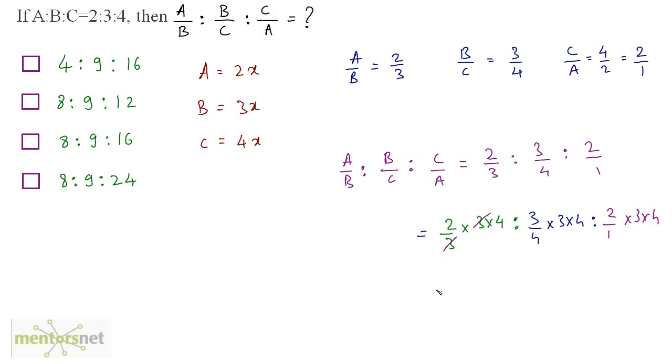So this 3 and this 3 get cancelled out. What we have is 2 times 4, 8. Again this 4 and this 4 get cancelled out. What we have is 3 times 3 is 9, and 2 times 3 is 6. 6 times 4 is 24. So 8 is to 9 is to 24, and that's our answer, option D.